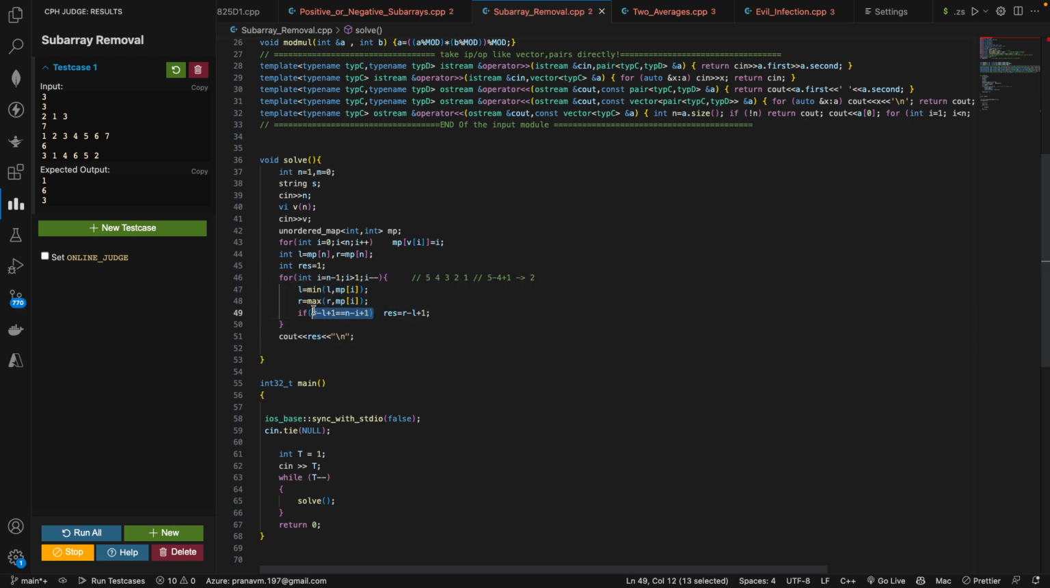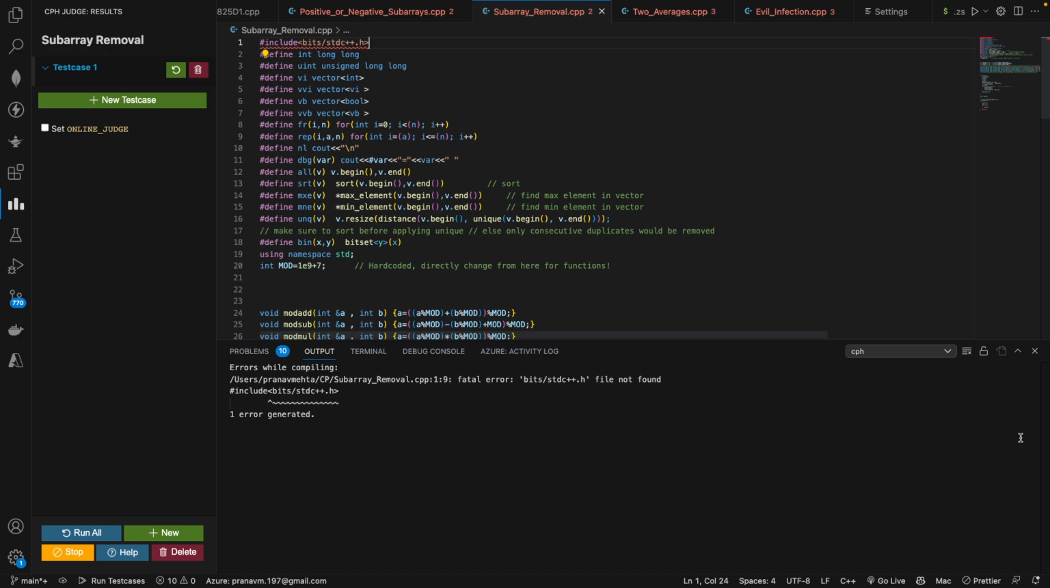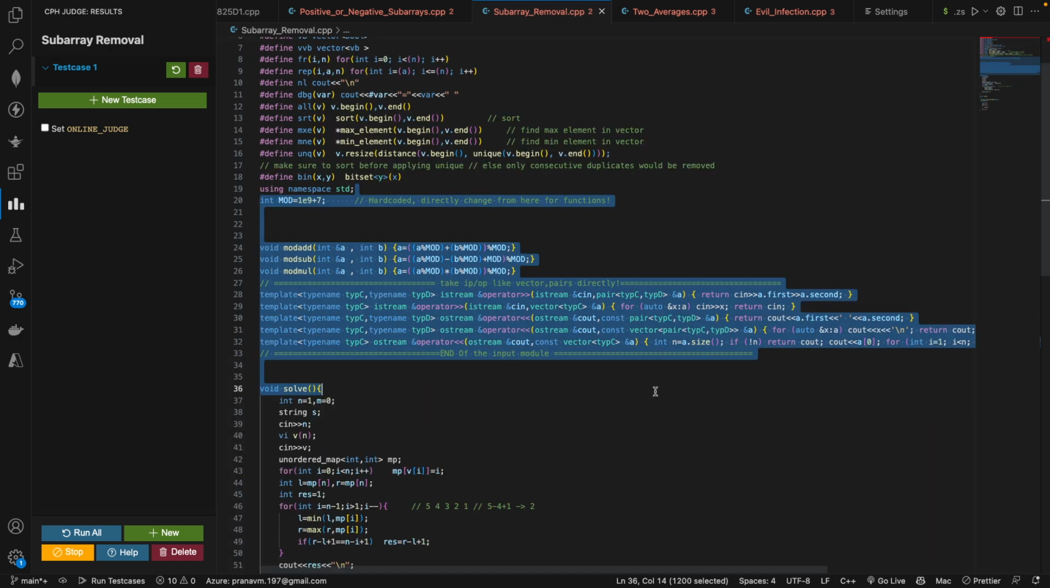So if this condition matches, that means the number of elements in your subarray is equal to the number of elements that were supposed to be there. Only in that case can you say that, okay, a valid subarray has been formed and you can update your result. At the end, you'll output your result. If you run it, okay, there's some problem with the header file, never mind. Yeah, if you run this, it will work perfectly fine.